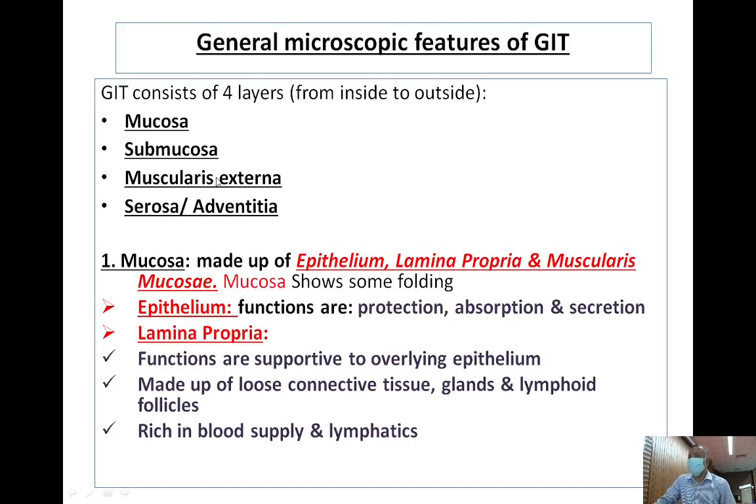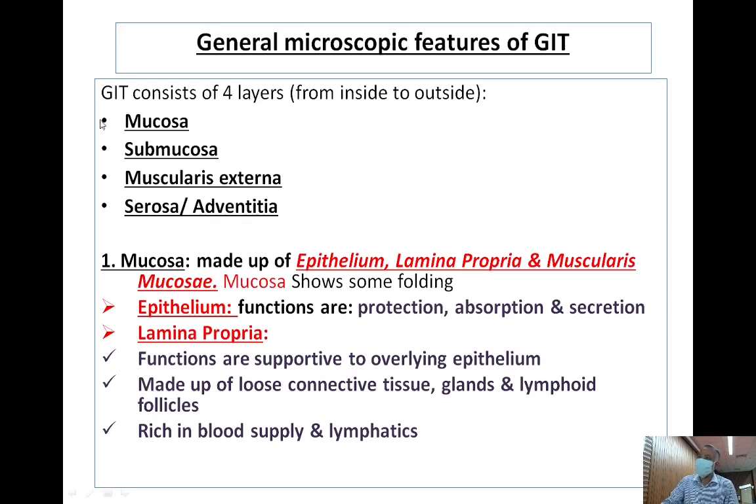As a whole, when we discuss the histology of the GIT, we have 4 layers. We have to know these 4 layers from inside to outside. The innermost layer is called mucosa, then the submucosa, then the muscularis externa, and then the serosa or adventitia. In some parts of the GIT the outer covering is called serosa, in some parts it is called adventitia, according to the origin tissue.